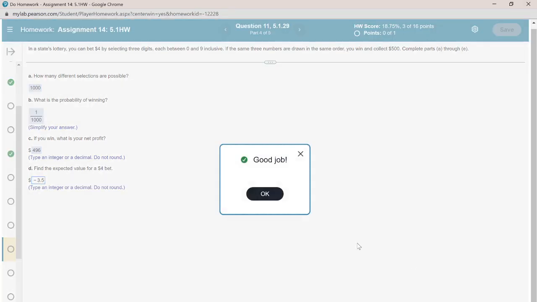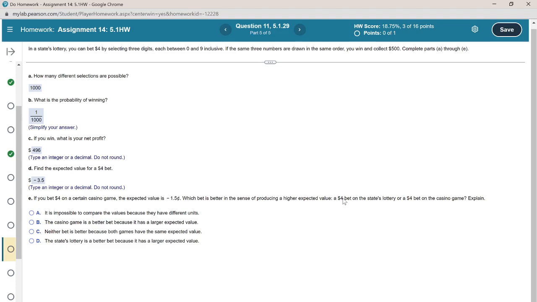So let me just check the answer. What does it mean? It means when you buy a $4 ticket, your expectation from each purchase is losing $3.5. Every single time you buy, your expectation is that you're losing $3.5. Okay, let's go to another scenario. If you bet $4 on a certain casino game, the expected value is -1.5 cents. Which bet is better? If you go to the casino and bet $4, then your expectation on each bet is losing 1.5 cents. But if you buy that ticket, then you are losing $3.5. So it looks like the casino bet is better than the lottery.